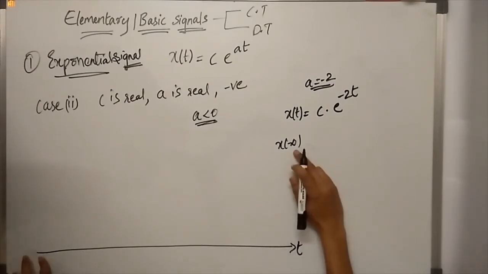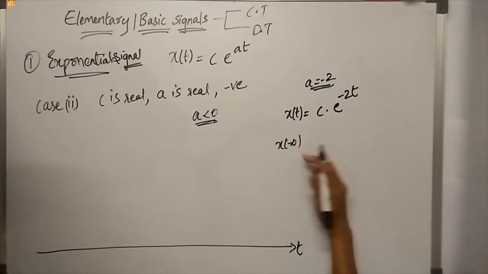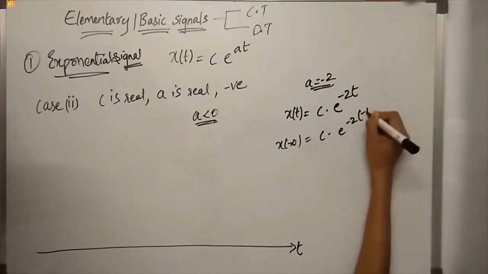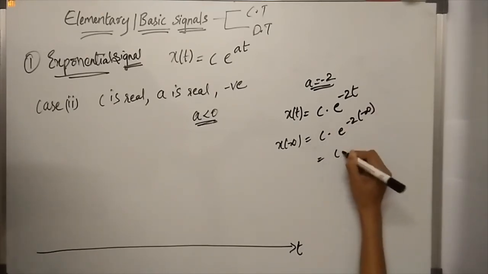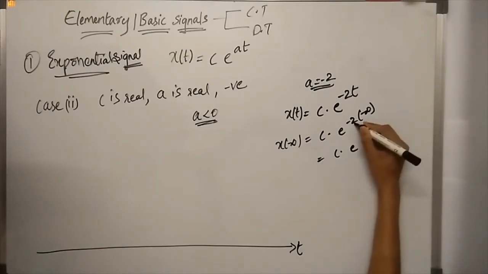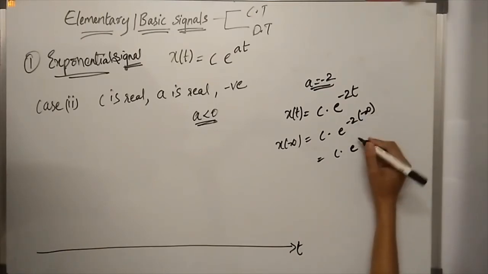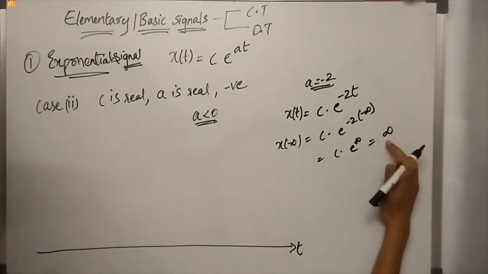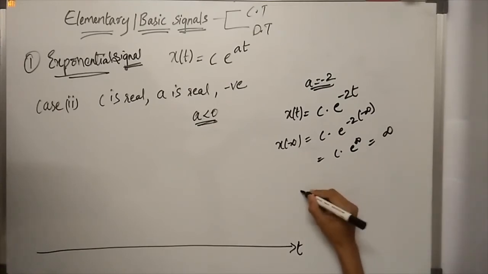So we will assume first what is at t equal to minus infinity. We will see what is at t equal to minus infinity. C e power of minus 2 multiplied by minus infinity. So this is c e power of minus into minus is nothing but plus. So this is e power of infinity. E power of infinity is infinity. So at t equal to minus infinity, the signal is infinity.